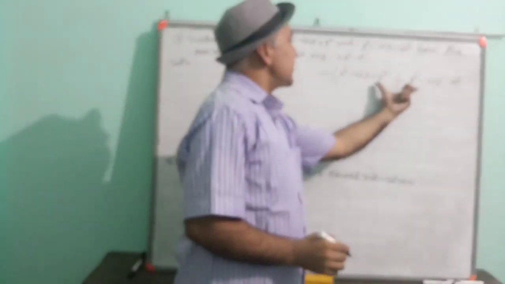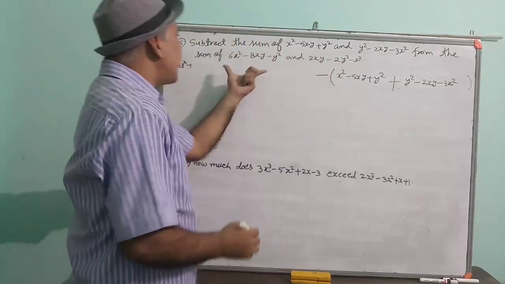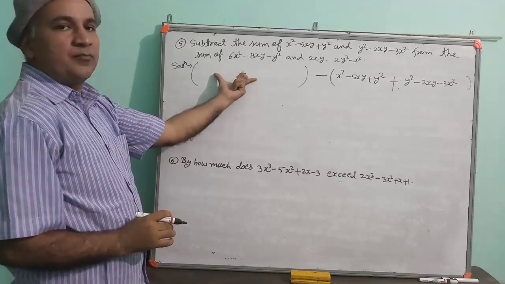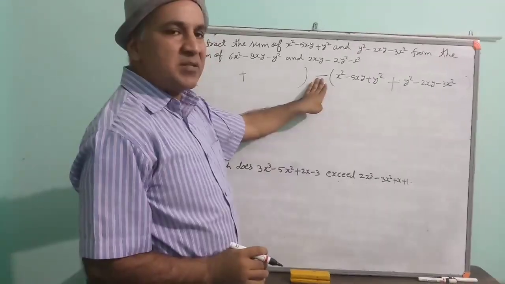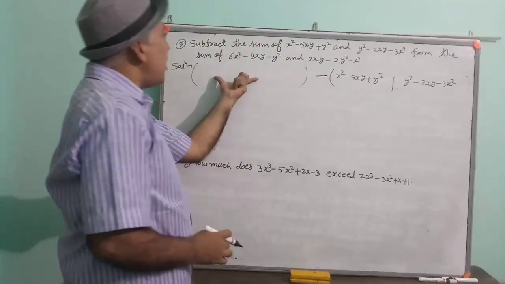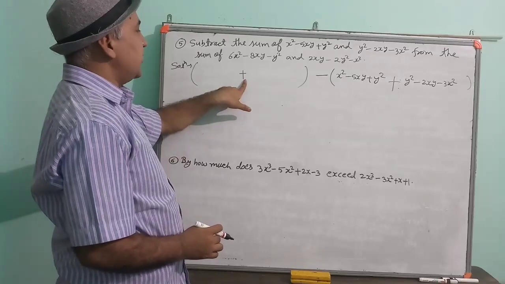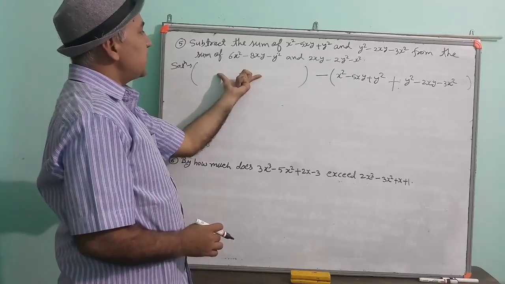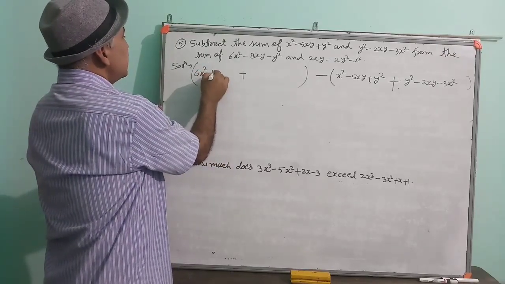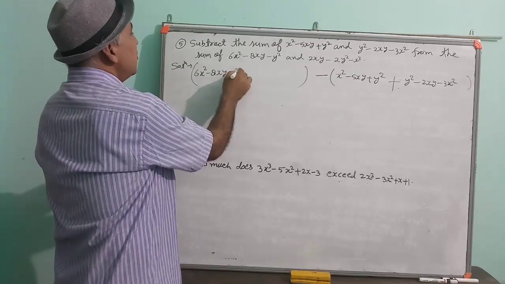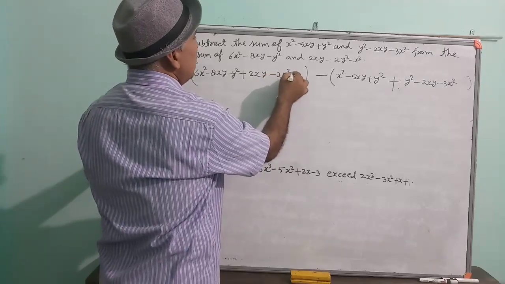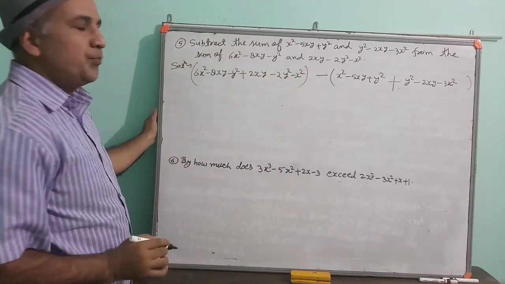Understood? We have to subtract the sum of these two from the sum of two other expressions. Subtract means minus. Sum means addition. From the addition of two expressions. And what are the two expressions? The first expression is 6x square minus 8xy minus y square. And the second expression is plus 2xy minus 2y square minus x square. Is this clear?